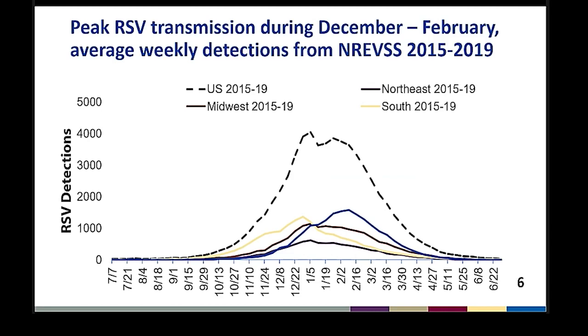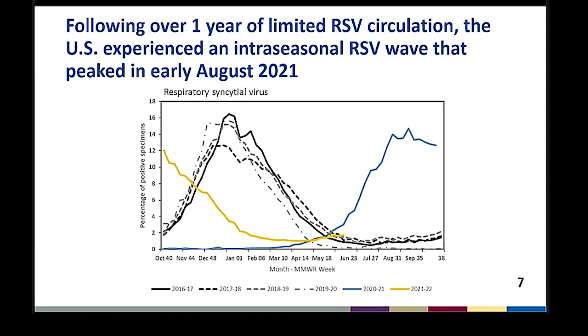Next slide. The COVID-19 pandemic interrupted seasonal circulation of RSV and many other respiratory viruses. Following over a year of limited RSV circulation, the U.S. experienced an interseasonal RSV wave, shown here in blue, that peaked in early August 2021. That peak continued through the fall into late December, as shown in yellow.